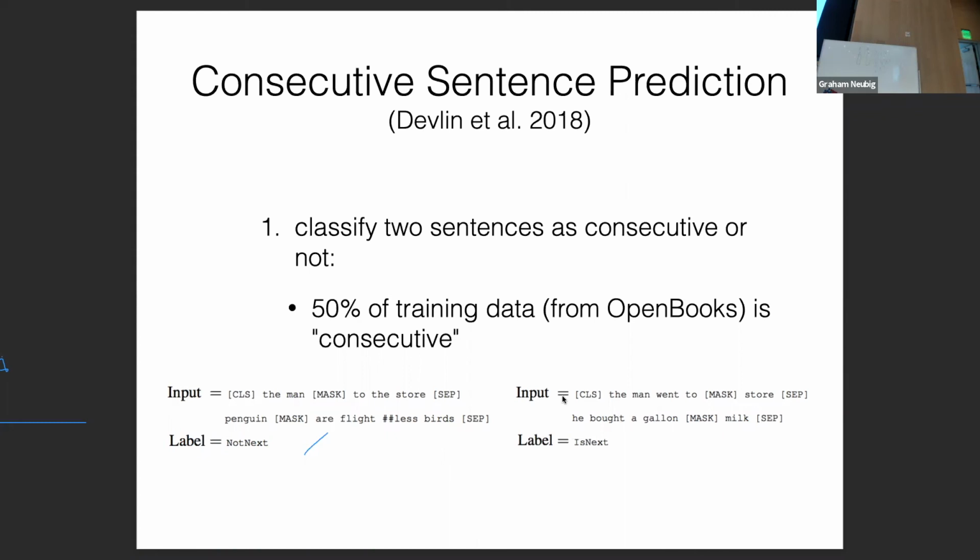So what does the CLS token represent? It's an arbitrary token that they concatenated to the beginning of every sentence during BERT training, so it's always there. But because they designed the consecutive sentence prediction objective like this, this objective encourages the CLS token to encode enough information about the sentence to at least distinguish which sentence is next and which sentence is not next. So that's the basic idea here.